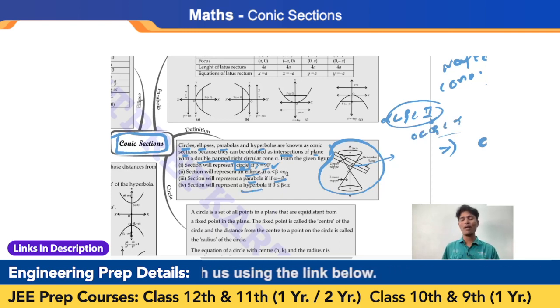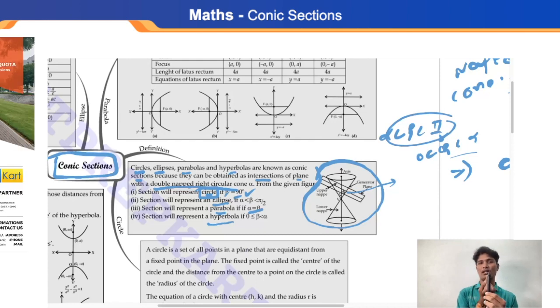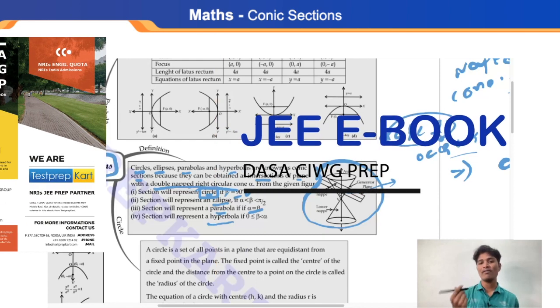This is the theory part, but there is no need to remember at what angle you will get which section. But it is very important to know where you have got it, that is, from the doubly napped cone. In that cone, if the plane bisects the cone at different angles, different sections are formed. Suppose I take this pen, and if I cut it horizontally, what section will I get? I will get a circle. Like this, at different angles you will get different shapes.